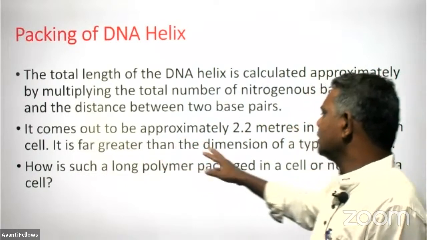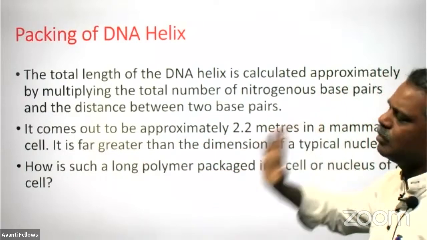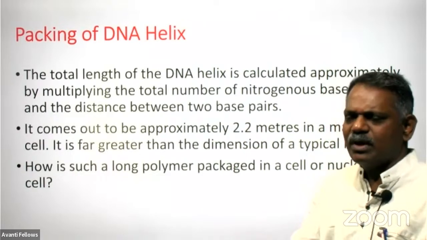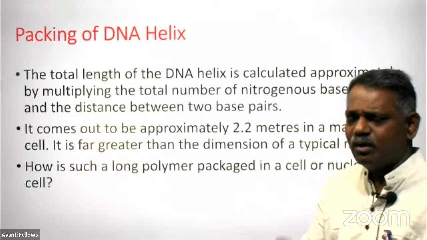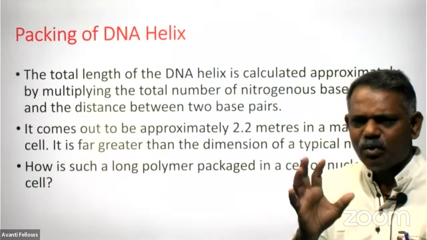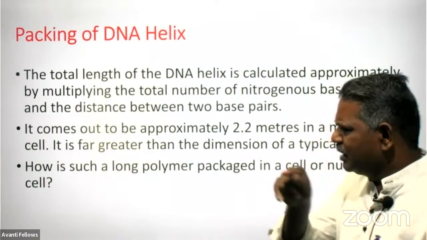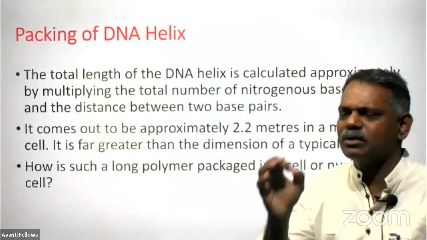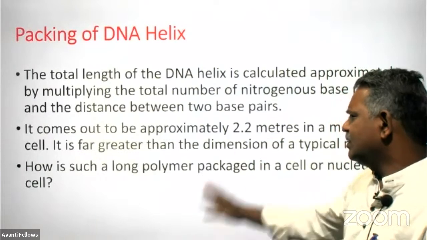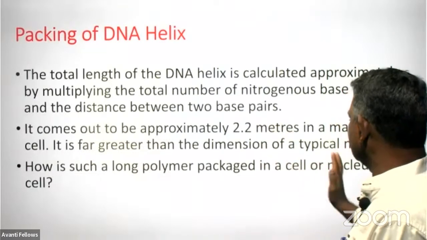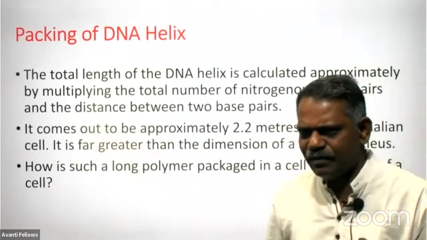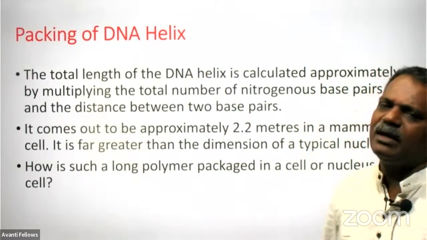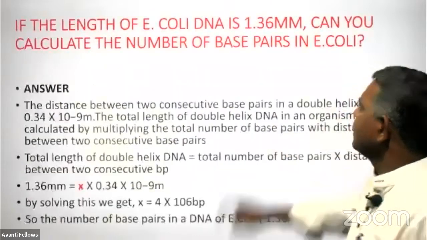It is far greater than the dimension of a typical nucleus. The nucleus is very microscopic, and the cell itself is very microscopic, and the nucleus inside is like a small dot. Is it possible to keep that much length of DNA in that small microscopic nucleus? How is such a long polymer packed in the cell or the nucleus of the cell? That only we are going to discuss here now, the packing of the DNA helix, right?